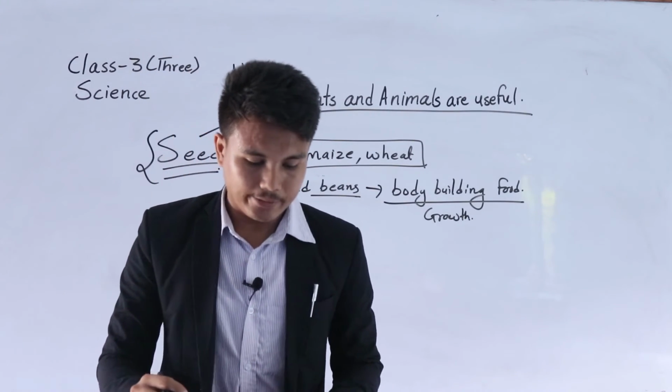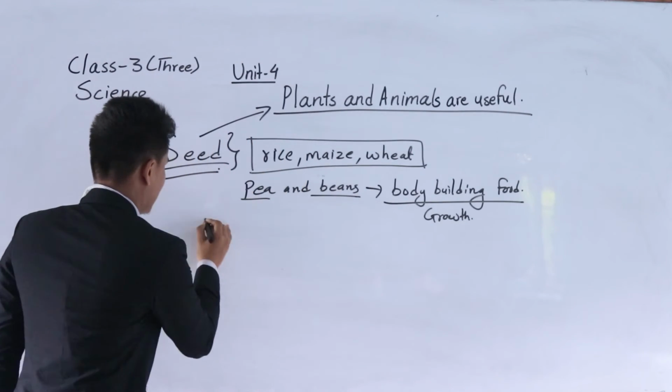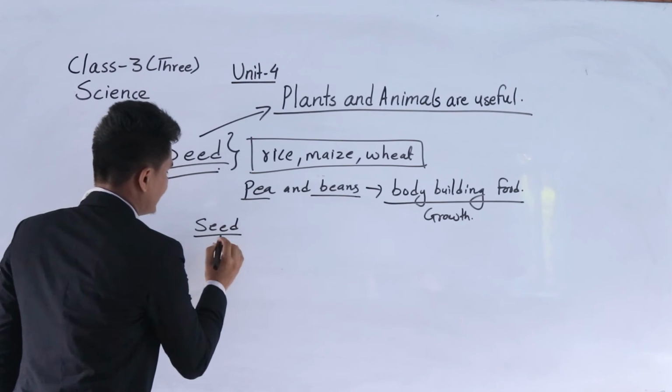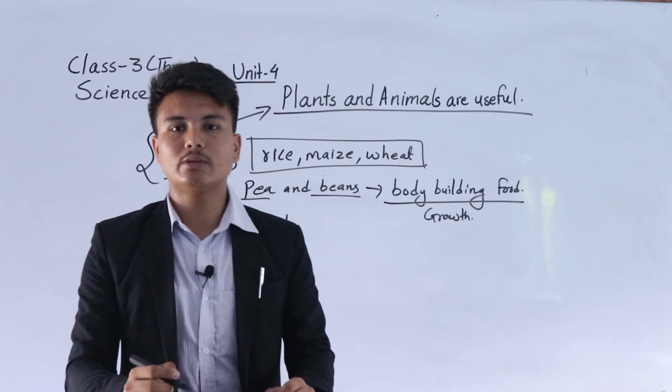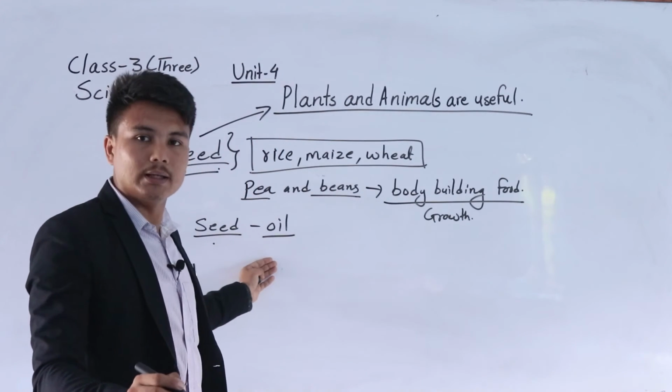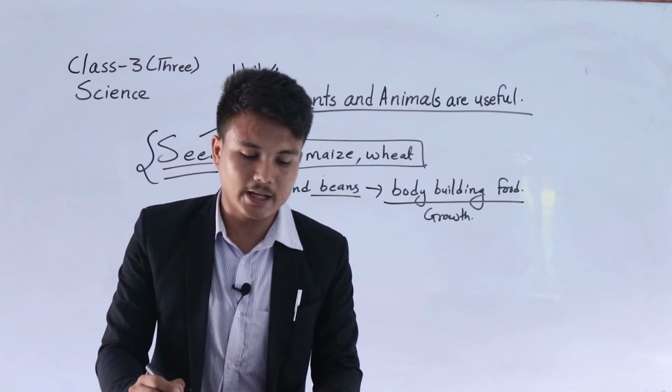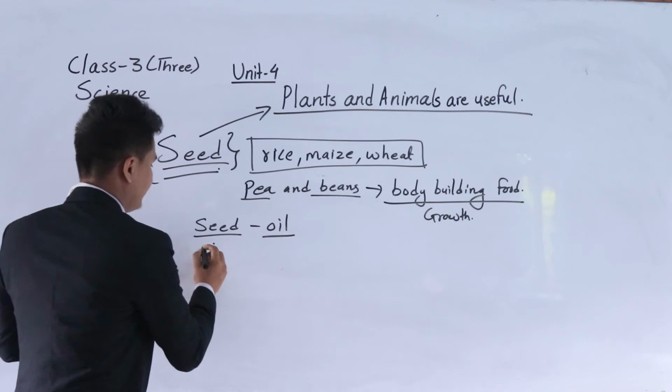Let's move on to another topic now. Some seeds are used for oil as well. We use oil for cooking; we need oil to cook food. For example, mustard, soybean, sunflower, etc.